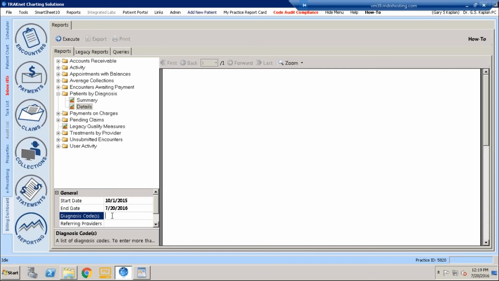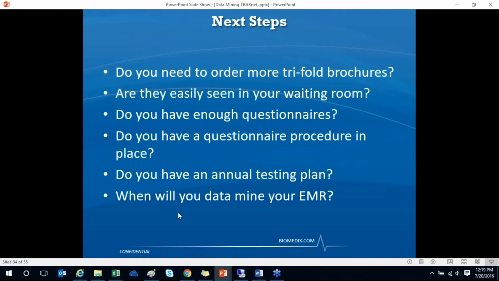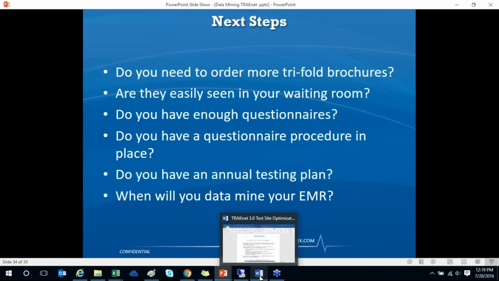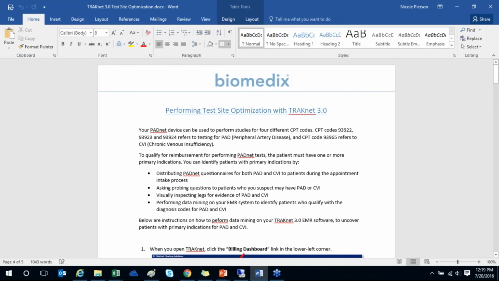Now, entering the diagnosis codes, it's actually super easy to do in TRAKnet. You can run all of your reports that you're going to need for your PADnet studies in about 15 minutes. This is so simple in TRAKnet. So I'm just going to minimize this, and I'm going to pull up a Word document that we've also included here on the webinar. If you go to your GoToWebinar panel under Handouts, this Word document is found there. If you have trouble getting it for whatever reason, you can email me later, and I can always send this to you. But this walks you step by step through the process.